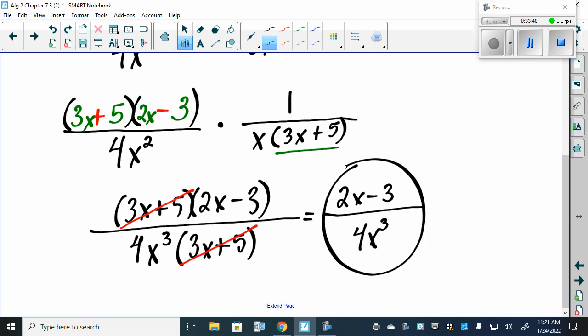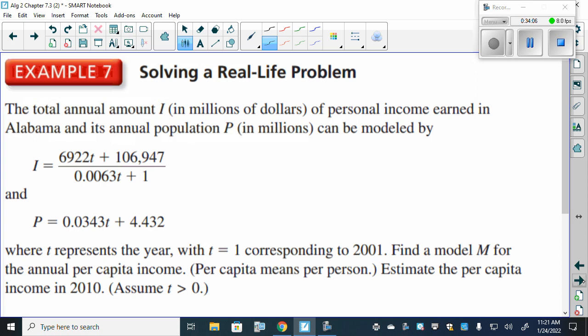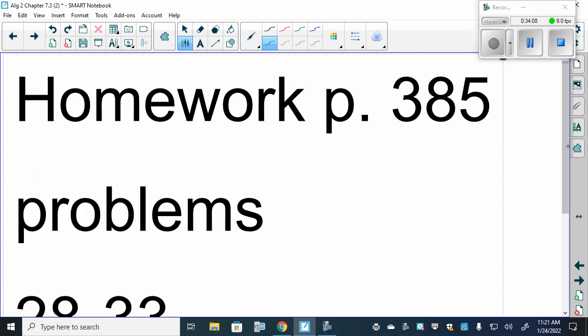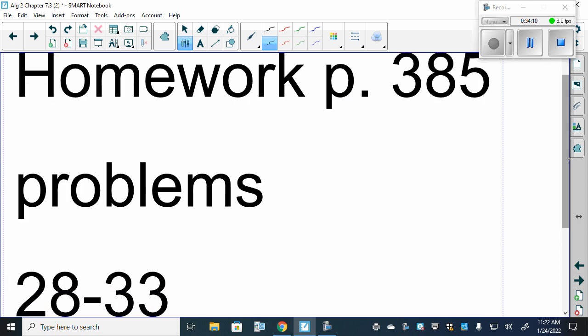Because the only way we could really have simplified the 2 and 4 is if the 2x minus 3 had a greatest common factor of 2. But that's it. Any other questions on any of this here? If not, that is all we are doing.